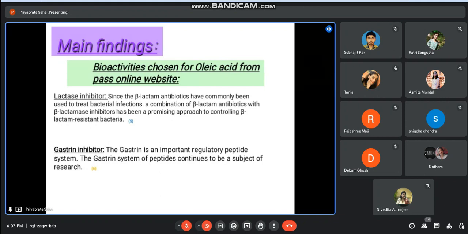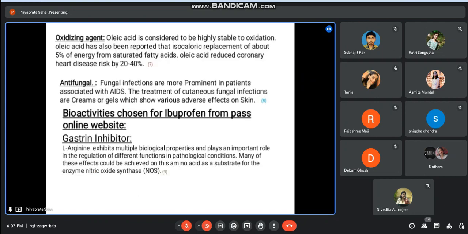Next, gastrin inhibitor. The gastrin system is an important regulatory peptide system. The gastrin system of peptide continues to be a subject of the research. Next, oxidizing agent. Oleic acid is considered to be highly stable to oxidation. Oleic acid has also been reported that isocaloric replacement of about 5% of energy from saturated fatty acid reduces coronary heart disease risk by 20% to 40%.